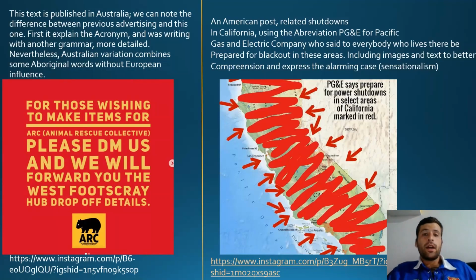Okay, and on the right one we have an American post related to shutdowns in Cali using the abbreviation PGE for Pacific Gas and Electric Company, who said that everybody who lives there should be prepared for a blackout in these areas, including images and text for better comprehension and to express the alarming case using some sensationalism.